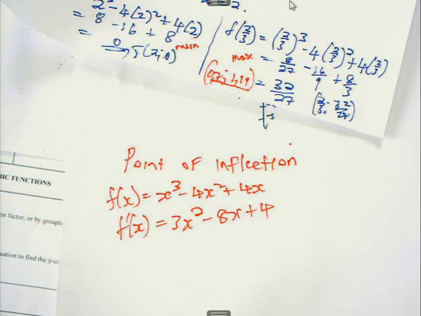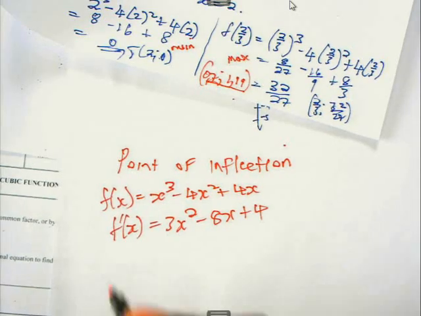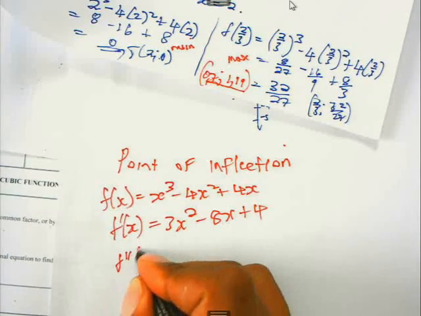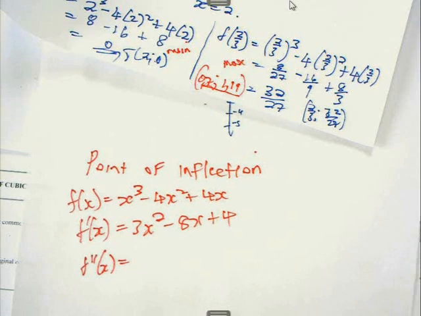Can I give you just 2 minutes, boys and girls, to find the second derivative for me? Now we have f prime of x equals 3x squared minus 8x plus 4. What will be the second derivative? Thank you. Right. Boys and girls, what is your answer?